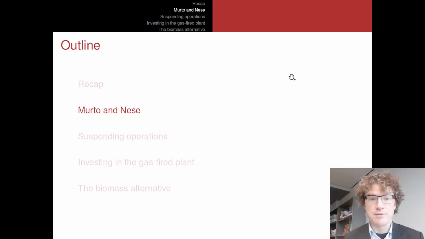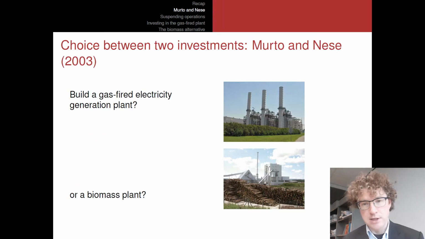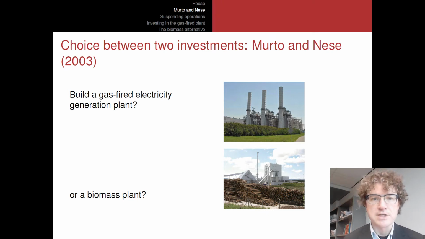Okay, then let me give the outline or the framework basically that Murto and Nese study in their working paper. So their question, as I already alluded to, is about a choice between two different investments. On the one hand, there is this firm that has the option to build a gas-fired electricity generation plant on a plot of land. But there's an alternative to that. It can, instead of building a gas-fired plant, also build a biomass plant. But of course, it can only build one because it only has one plot of land.